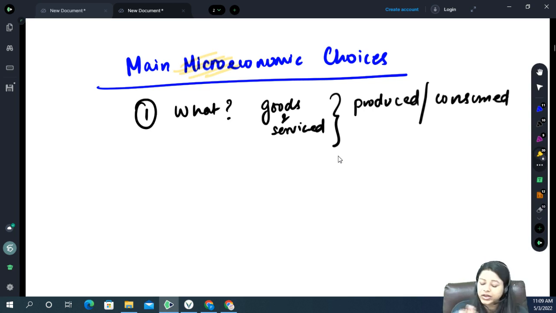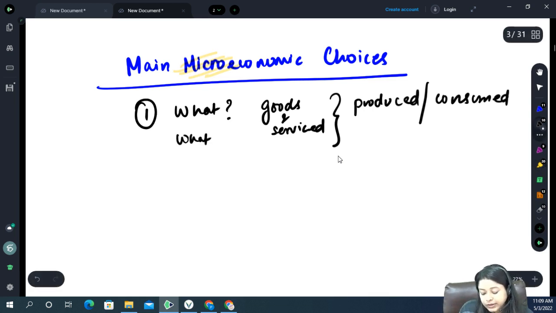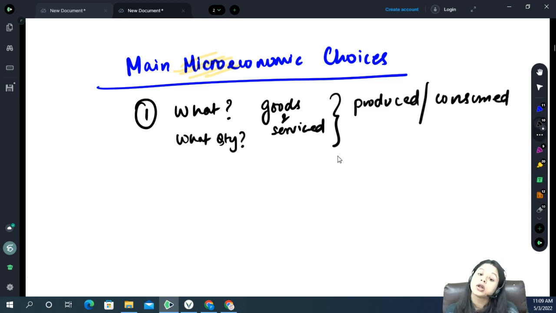Now when you say what to buy, what to produce, you can also say in what quantity to buy that particular good. So suppose I want to go for shopping. What should be my quantity that I have to invest in shopping? 1,500, 700, depending on your given resources. Clear? This is the first micro level individual choice which I make.